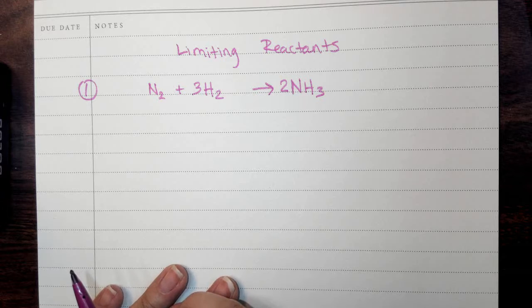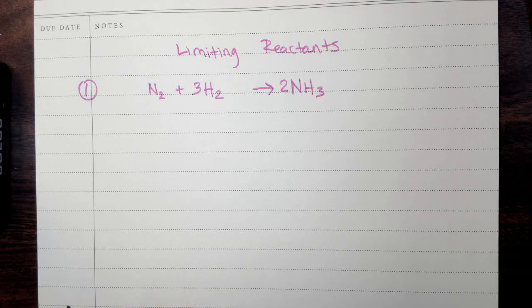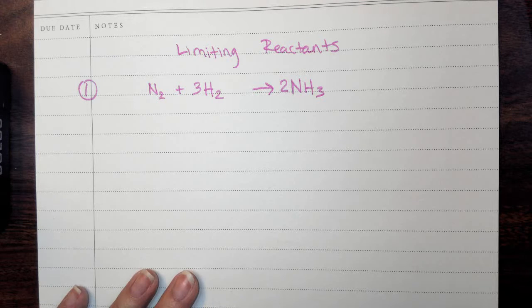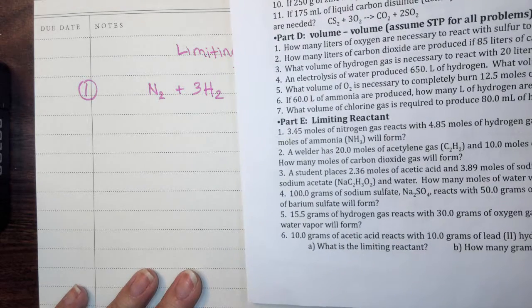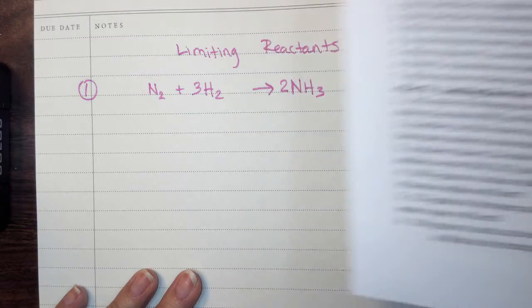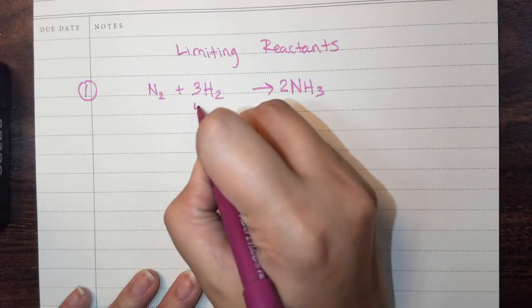If you are still struggling with balancing equations, definitely go check out my balancing equation video to help you out and refresh what you need for the beginning of a stoichiometry problem. But I'm going to continue putting what I have underneath the chemical reaction equation, so that we don't have to keep on reading the problem over and over again. So it says I have 3.45 moles of nitrogen and 4.85 moles of hydrogen. So let's put that underneath here.